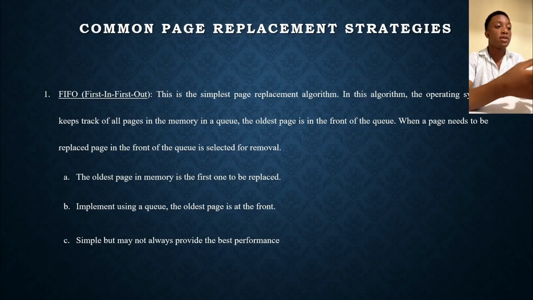Number one is FIFO, first in, first out. This is the simplest page replacement algorithm. In this algorithm, the operating system keeps track of all pages in memory in a queue. The oldest page is at the front of the queue. When a page needs to be replaced, the page at the front of the queue is selected for removal.